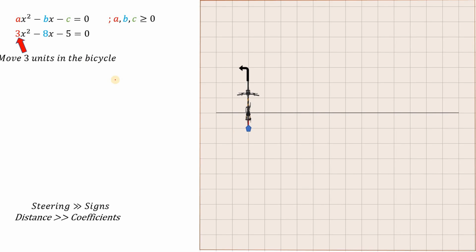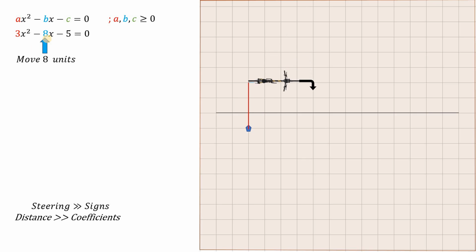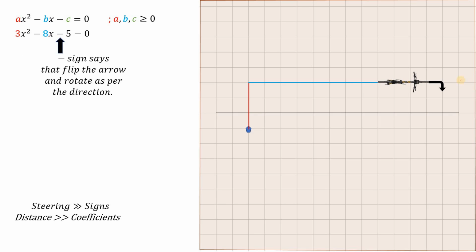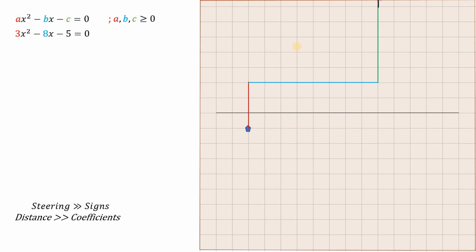Then move 3 units in the bicycle. Then as the negative sign flips the arrow like this, rotate as per the direction. Then move 8 units. Again the turn comes with a negative sign, so that will flip this arrow, and then rotate this bicycle. Then move 5 units in the direction of the bicycle. At last we trace back our steps to the original place where we started.